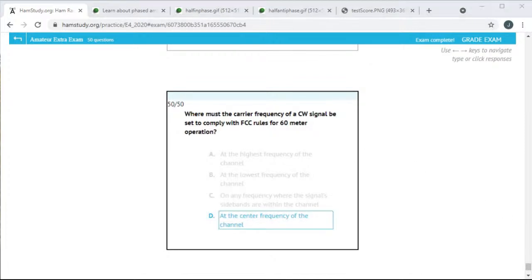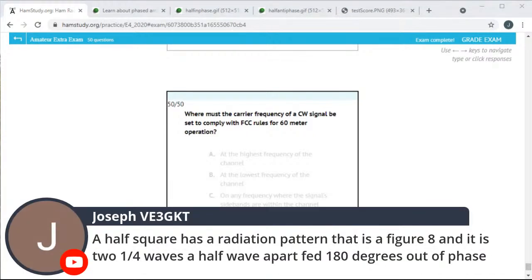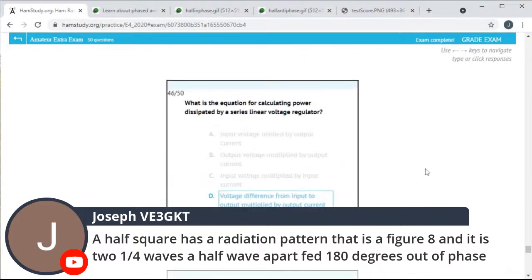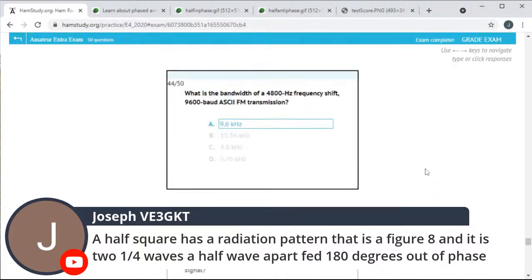Okay, so this is the comment that Joseph made. A half square has a radiation pattern that is a figure 8, and it's 2 quarter waves of a half part. Okay. Yeah, the link that I sent goes into details. I could look it up, but I just guessed that.